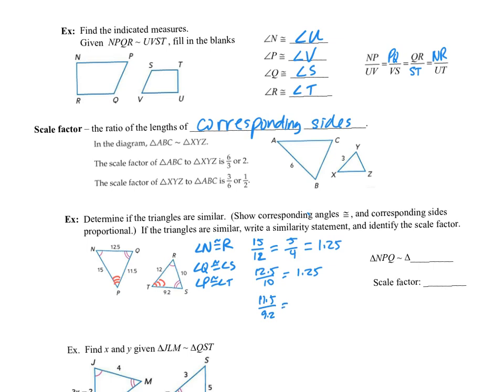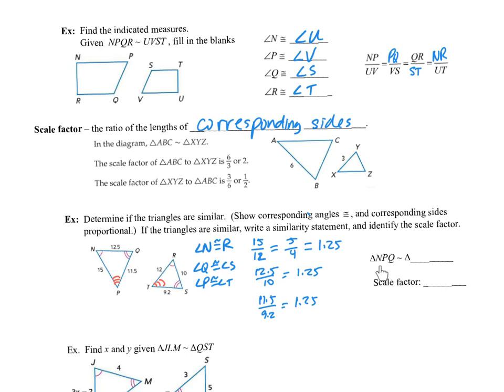Now you'd probably have to grab a calculator to do this. But if you did, that would reduce to 1.25. So we can see that the corresponding sides are proportional. They're all equal to 1.25 when we take the ratio of any two corresponding sides. Okay, so we have satisfied the definition. We've shown that corresponding angles are congruent and corresponding sides are proportional. So now we're ready to say, yes, these two triangles are similar, and we can write our similarity statement.